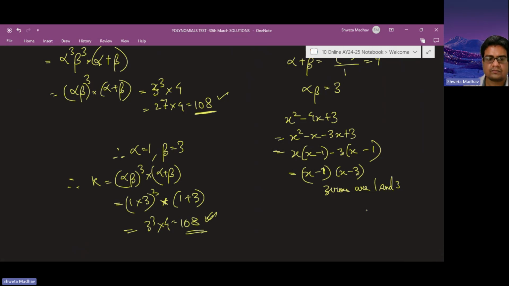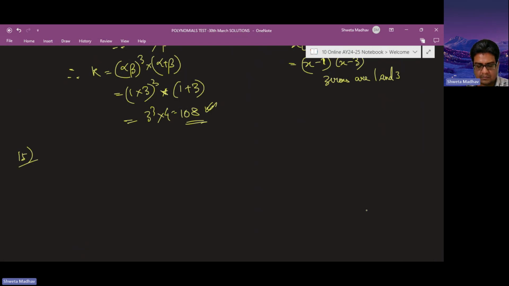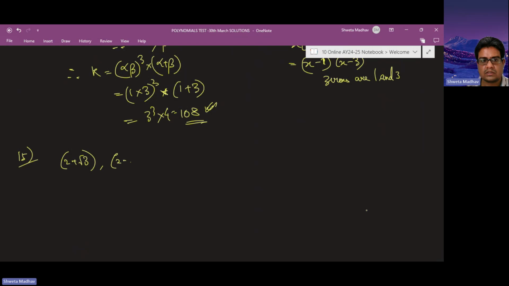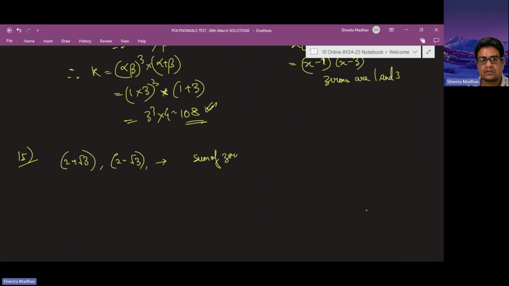It is 108. Then the 15th one, it is told to write a polynomial whose zeros are 2 plus root 3 and 2 minus root 3. These two are its zeros. So here we can say that the sum of the zeros, 2 plus root 3 plus 2 minus root 3, root 3 will cancel, which is 4, and that will be equal to minus b by a, which is minus of coefficient of x by coefficient of x squared.